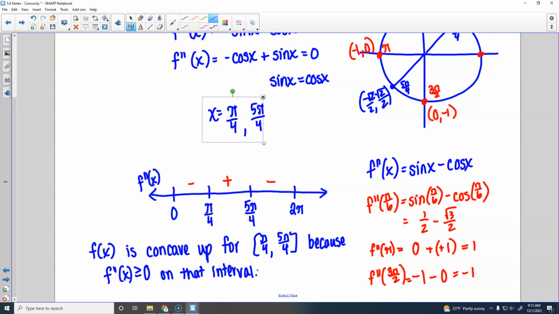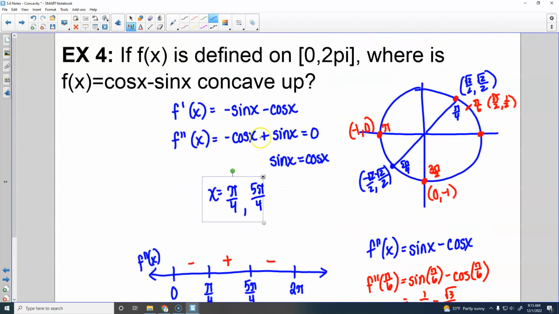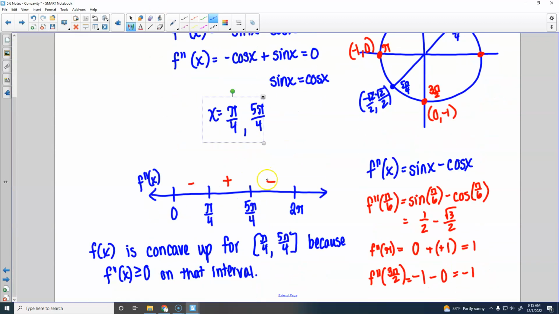Okay, questions? This is really similar to increasing, decreasing. It's just that you're looking at the second derivative instead. Which, on ones like this, is not that bad. On the ones where the second derivative is hard to find, it can be extensive just because it takes a lot to find that second derivative.